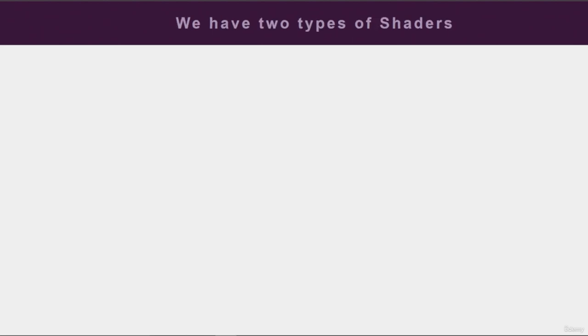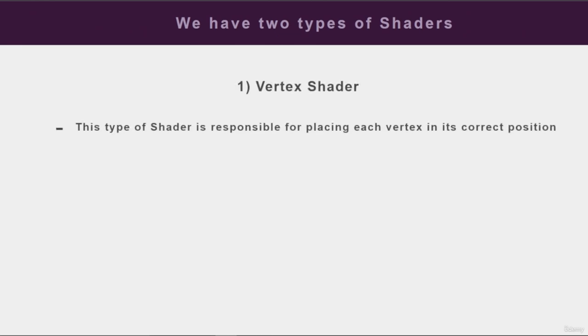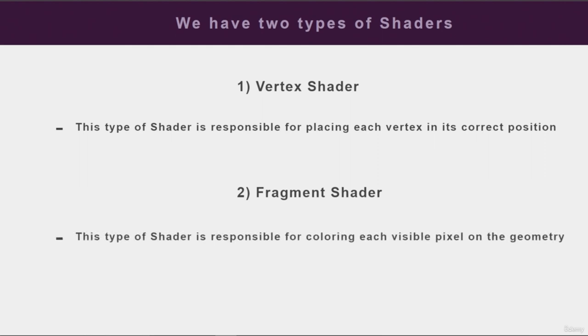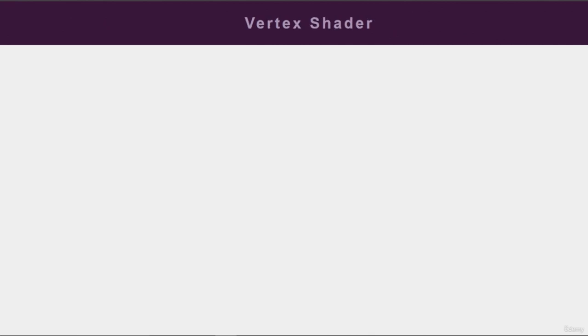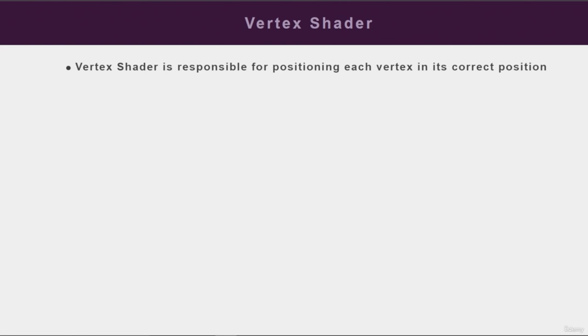Okay, we have two types of shaders. The first type is the vertex shader, which is the shader program responsible for placing each vertex in its correct position. And the second type is the fragment shader, which is the shader program responsible for coloring each visible pixel on the geometry. So, the two types of shaders are the vertex shader and the fragment shader. The vertex shader will put each vertex in its correct position.